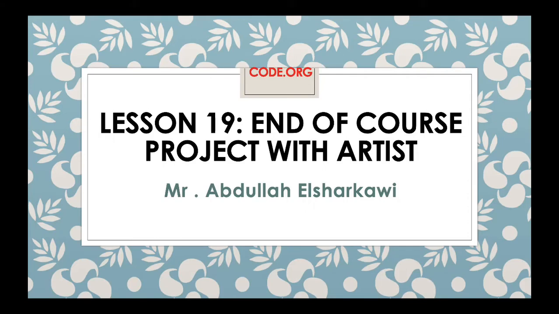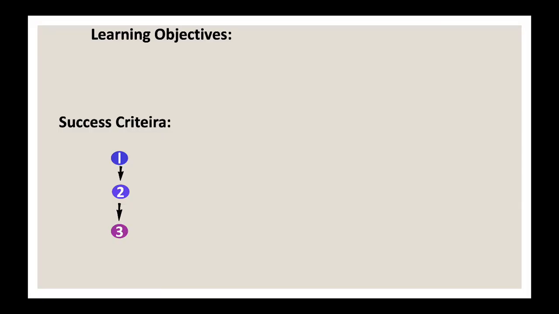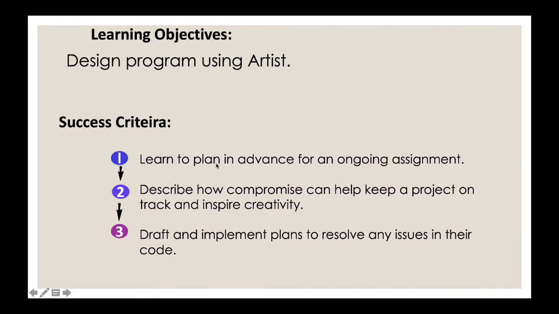Today we are in week 36. We are going to continue with lesson 19, end of course project, but today with artists. Our objective for today is to design a program using artists. Our success criteria: learn to plan in advance for an ongoing assignment.